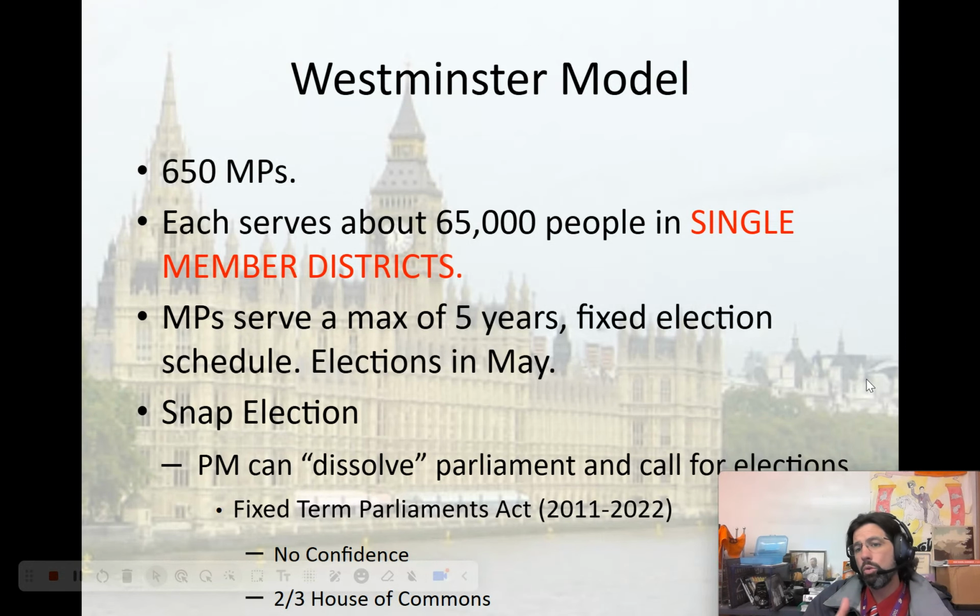Now, between 2011 and 2022, there was something called the Fixed Term Parliaments Act, which said basically that two-thirds of the House of Commons must agree to hold a snap election, or the Parliament can vote out the prime minister in something called a vote of no confidence. The vote of no confidence still exists, but as of 2022, a prime minister can simply call for elections at any time.